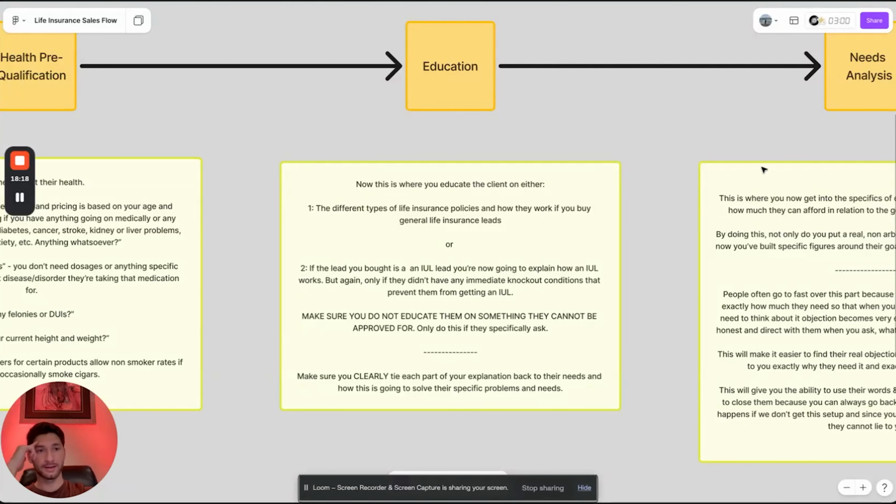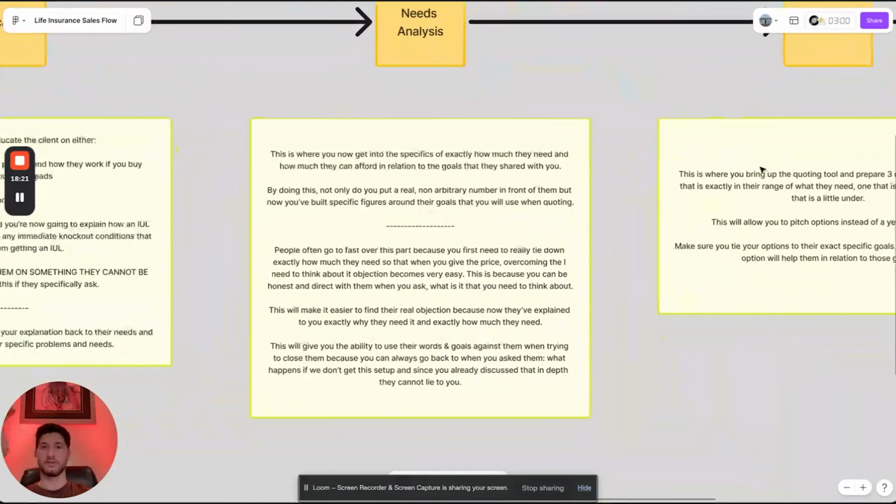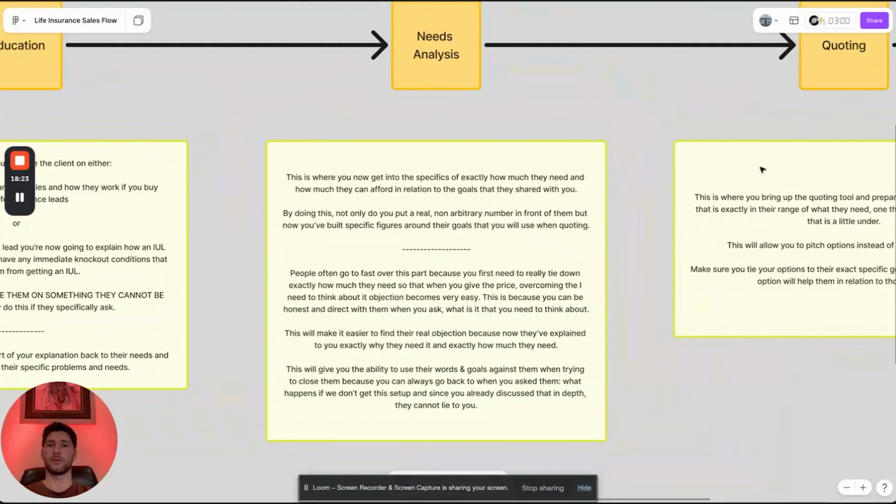Okay. So next, we're going to go to the needs analysis. This is also very important, especially with very logical people, because this is how you really tie down the real numbers of what they actually need, compared to just some arbitrary, I want $250,000. This is where you break down the numbers of what they need. So this is where you can now get into the specifics of exactly how much they need and how much they can afford in relation to the goals that they've shared with you. By doing this, not only do you put a real non-arbitrary number in front of them, but now you've built specific figures around their goals that you will use when actually quoting them.